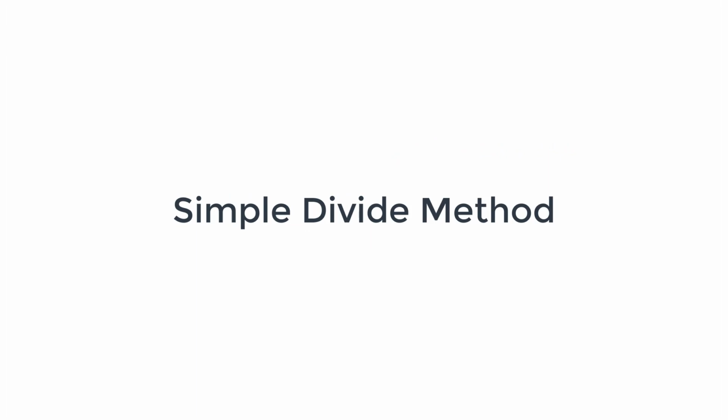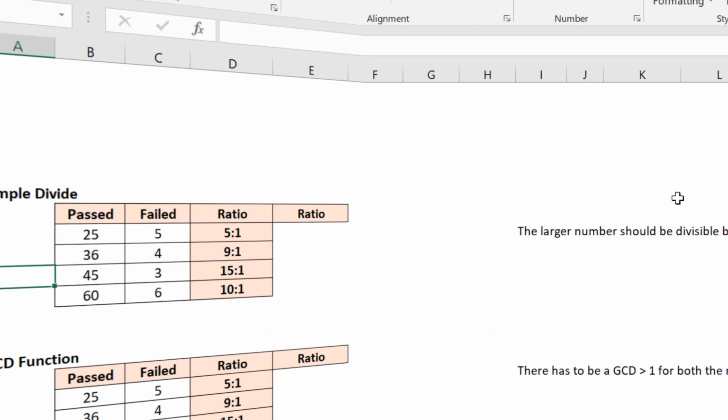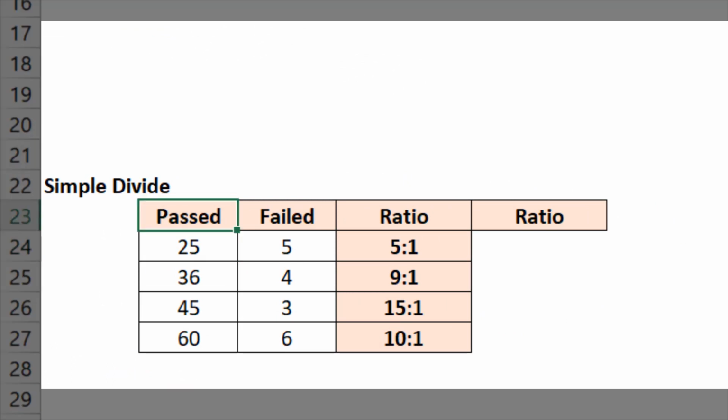Now we'll start with this first method, that is simple divide method. I have an example. I have a number of students which have passed a given examination, and here I have a few students who have failed the examination. Now while using the simple divide method, you have to keep in mind that your larger number is divisible by the smaller number. Like 25 is divisible by 5, 36 is divisible by 4, similarly 45, 3 and 66.